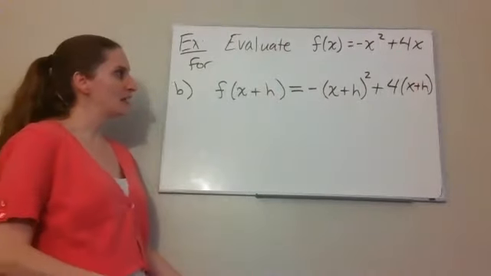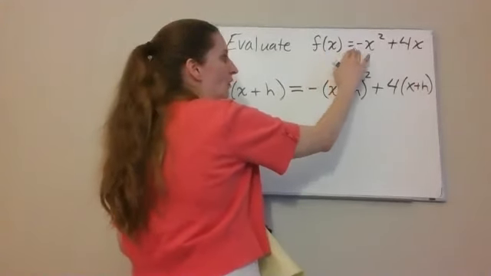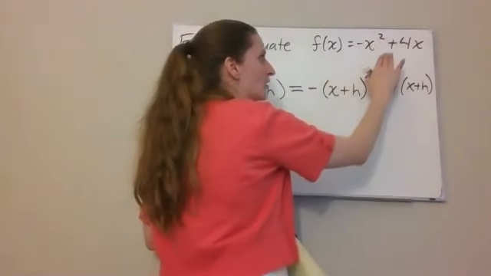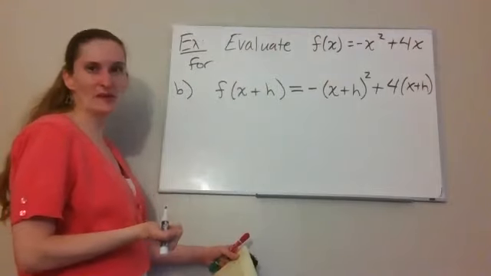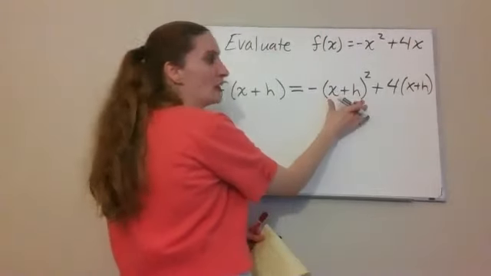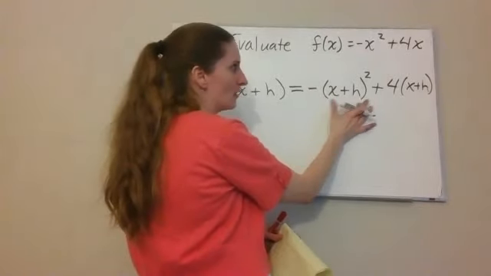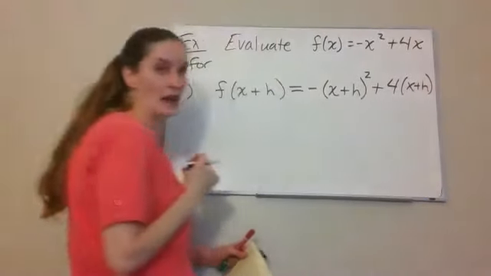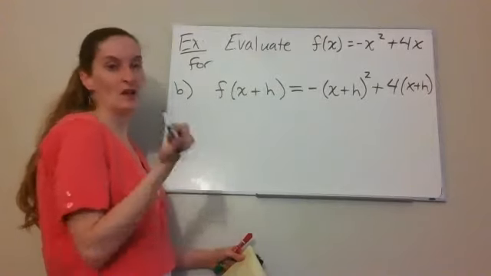So all that I did there is I know I have f of something equals negative something squared plus 4 times something. And this time my something just happens to be x plus h. So you put it in parentheses and have negative parentheses x plus h squared plus 4 times x plus h in parentheses. And we can simplify this by distributing.